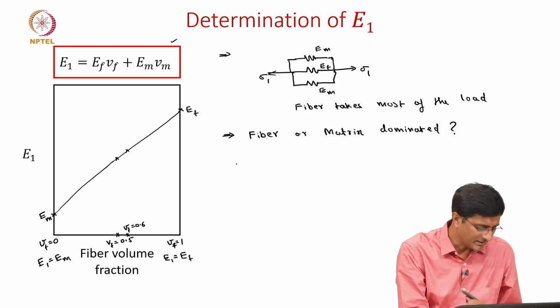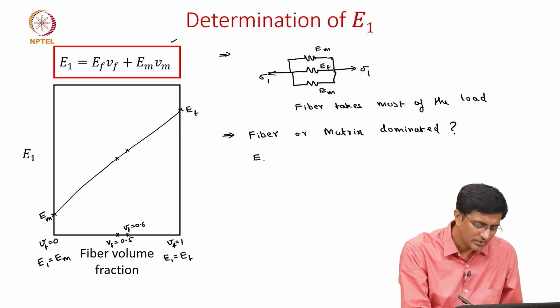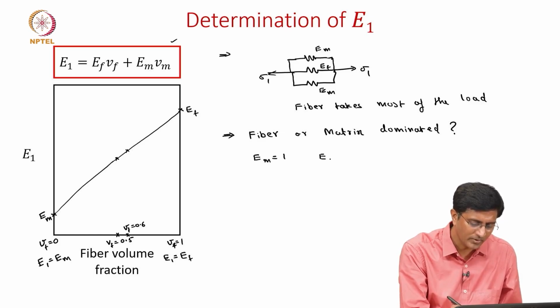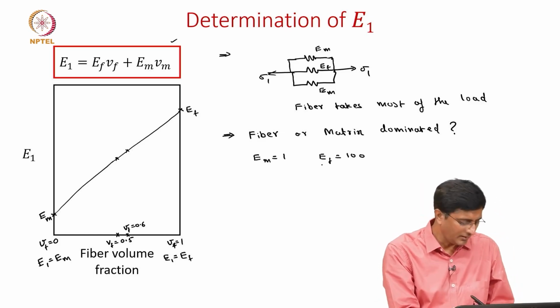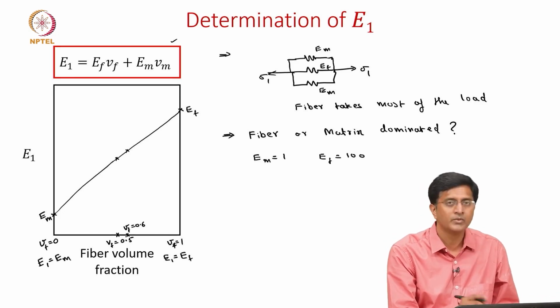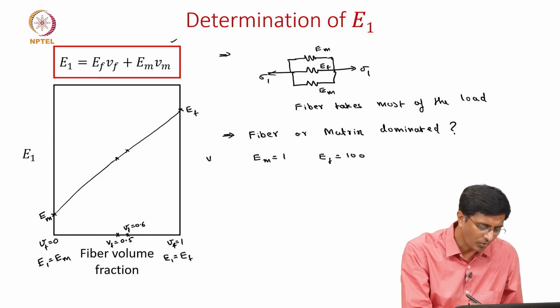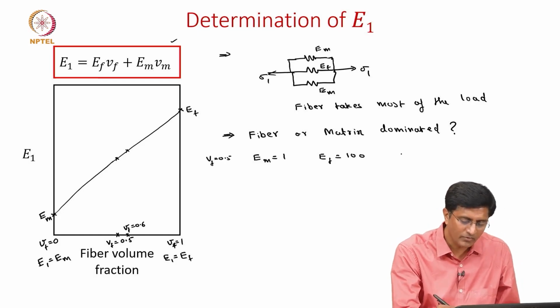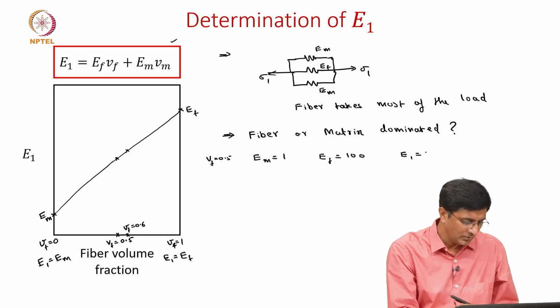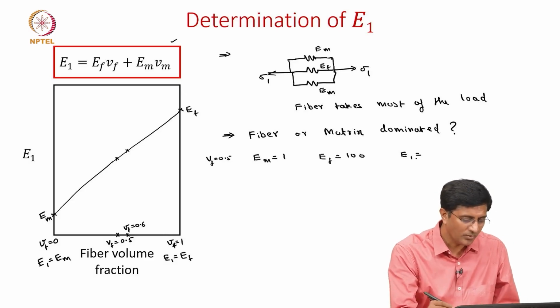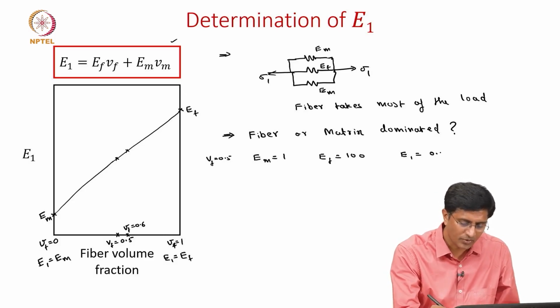So meaning, let's say for example, we say the E of matrix is 1 and E of fiber is, let's say, 100. And then since we said in practical situations the volume fraction is somewhere at 0.5, what will be the value of E1? We can just plug in this formula. It should give us 0.5 plus 50, which is 50.5.